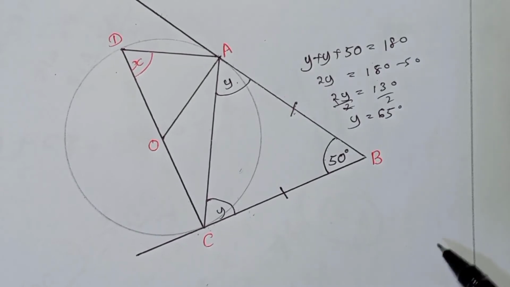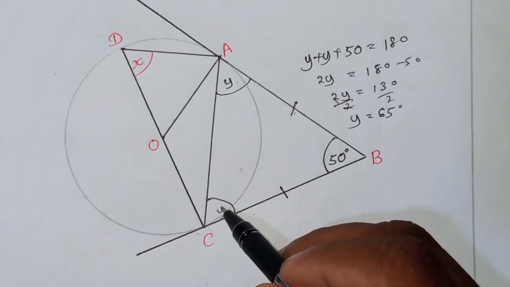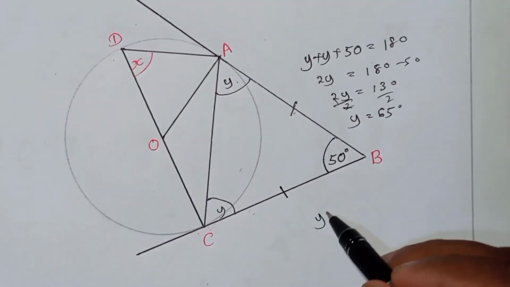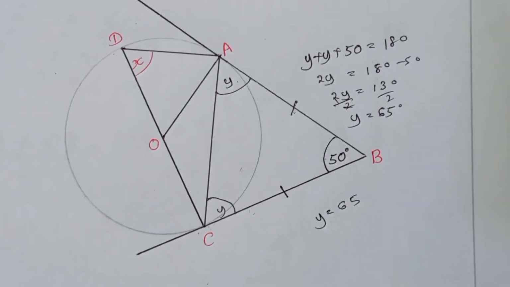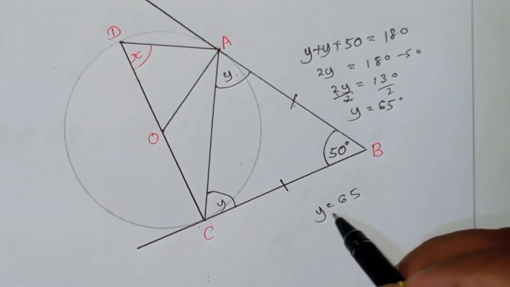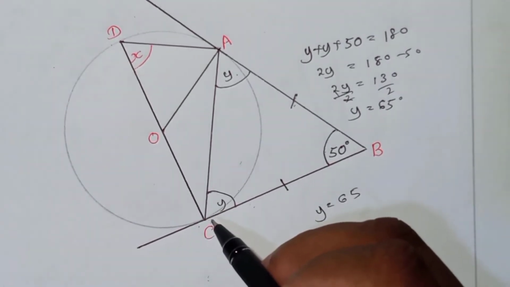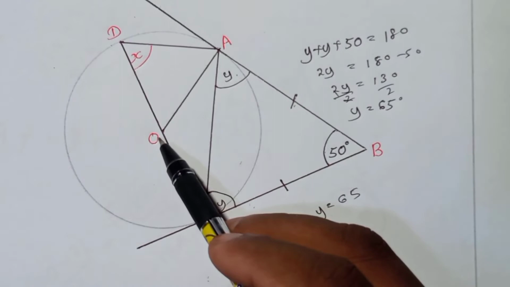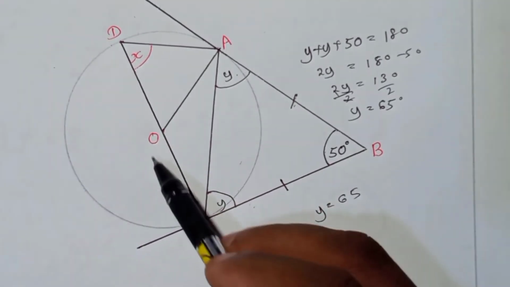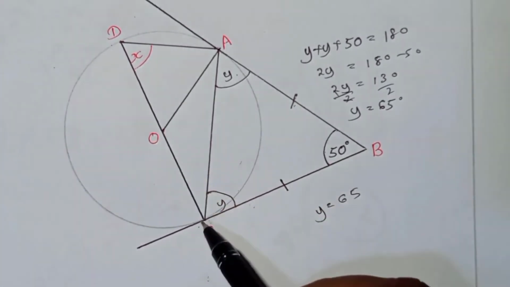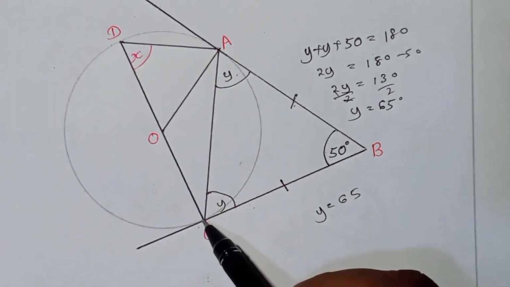Okay, remember now y is 65. Then you need to know another theorem. Here O is the center of this circle. So from this center, they draw a line to here, which is the tangent point.